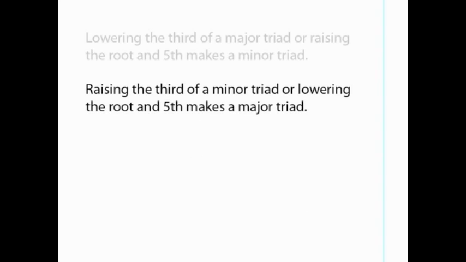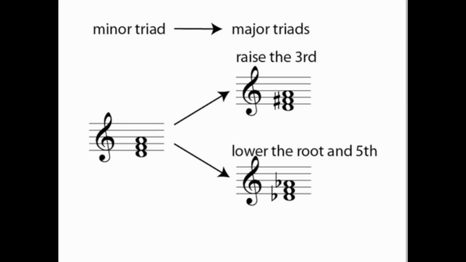So raising the third of a minor triad or lowering the root and fifth of the minor triad makes a major triad. If we start with a minor third on the bottom and a major third on the top, then we will get a minor third on the top and a major third on the bottom by either one of these methods, because it changes where the third is in relation to the fifth and the root.